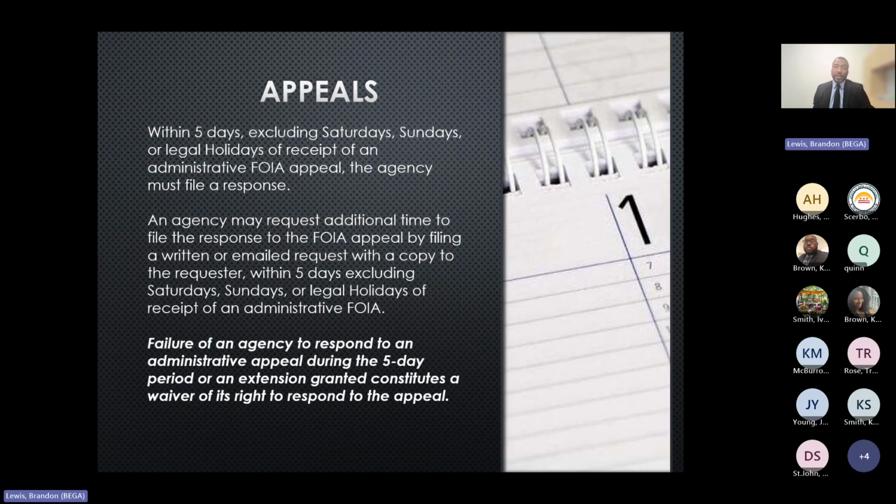Within 5 days, excluding Saturdays, Sundays, or legal holidays, of receipt of an administrative FOIA appeal, the agency must file a response. An agency may request additional time to file the response by filing a written or emailed request with a copy to the requester within 5 days, excluding Saturdays, Sundays, or legal holidays, of receipt of an administrative FOIA appeal. Failure of an agency to respond to an administrative appeal during the 5-day period or an extension granted constitutes a waiver of its right to respond to the appeal.